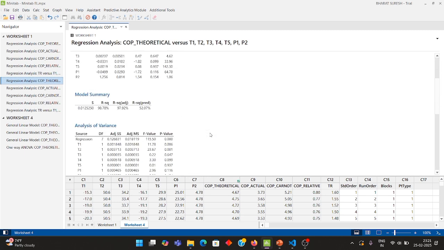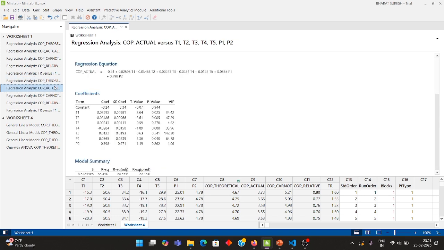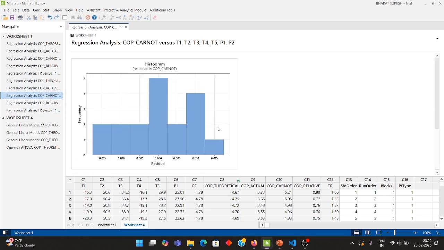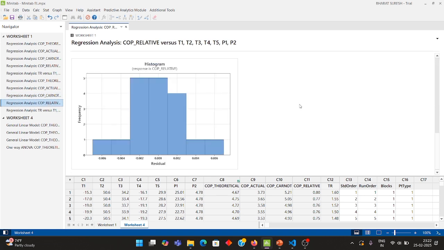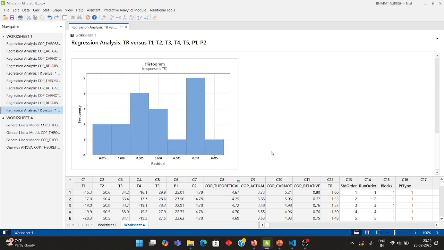This is followed by showing a graph of the regression analysis between COP theoretical versus the input parameters using a histogram. Then we have performed the same thing for COP actual versus the input parameters, COP Carnot versus the input parameters, and COP relative versus the input parameters. The same process was also repeated for the tons of refrigeration versus the input parameters.